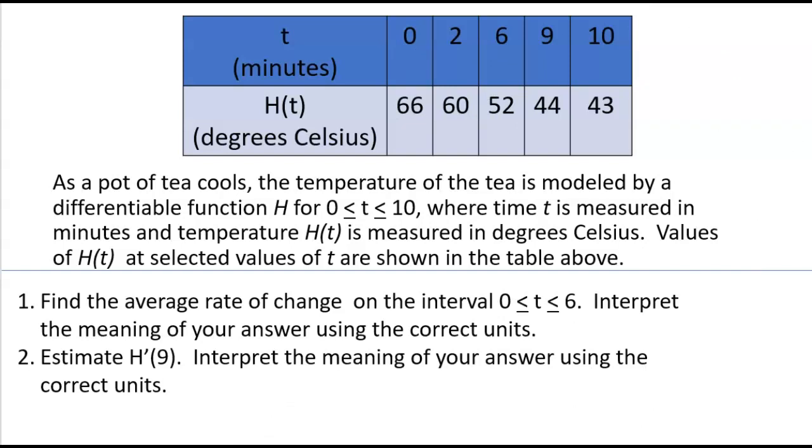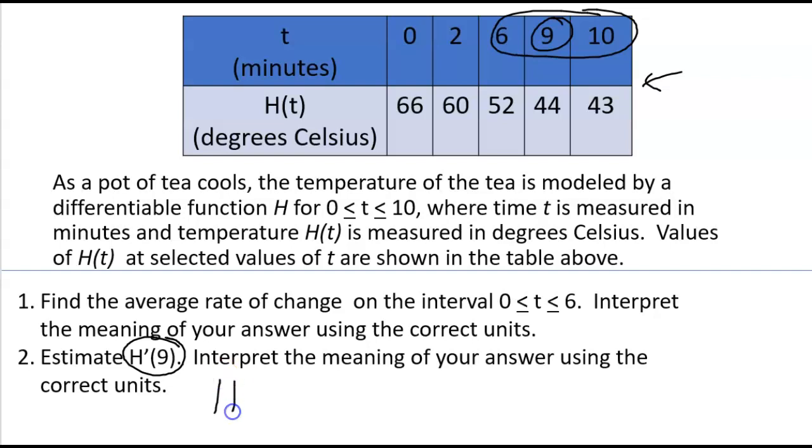Now, number 2 is going to be solved in a very similar way to number 1, but it is a different question. This one says, estimate H prime of 9. So this is the instantaneous rate of change. In other words, how fast is that pot of tea cooling at the time 9 minutes? Well, I don't have an H prime value up here. I've only got H values. But here's what I know. I know that so long as I pick an interval that's really close to 9, like these two numbers here, going from 6 to 10, if I can find the average rate of change from 6 to 10, 9's right in the middle there, then I can use that average rate of change to estimate what the instantaneous rate is, because the secant line will be really close to the tangent line at that point.